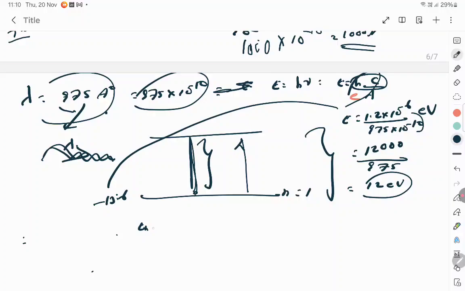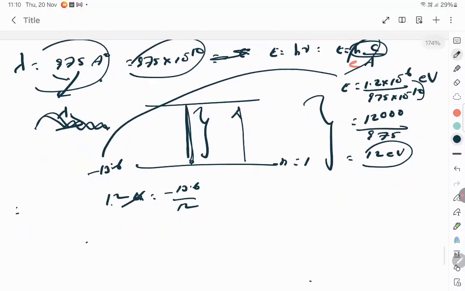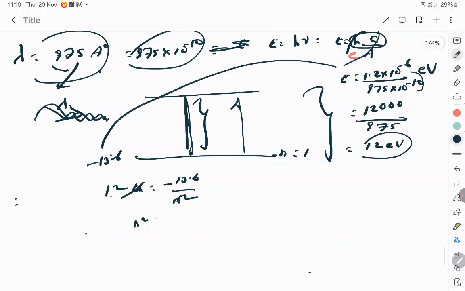So substitute in En is equal to minus 13.6 by n square. Substitute the 12 here. So n square is equal to minus 13.6 by 12. Minus 12 ones are 12, 16, 12, 1.1. Square root of 1.1. What are they saying n is equal to?